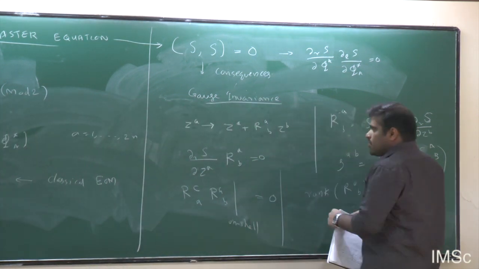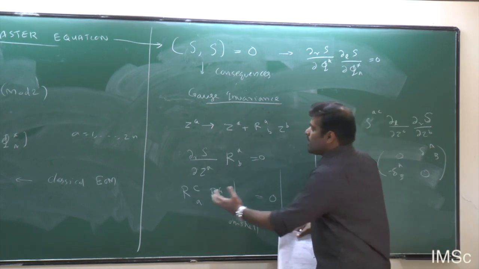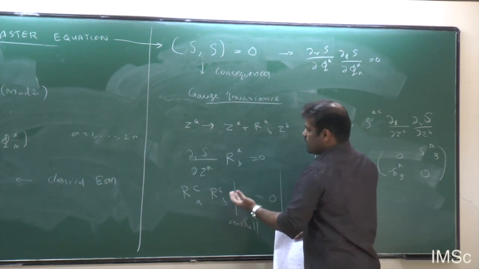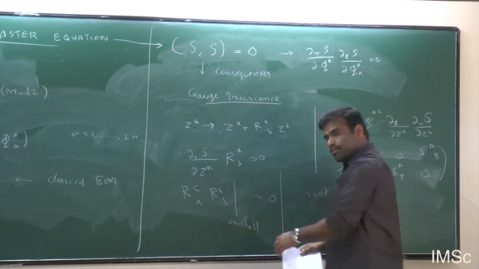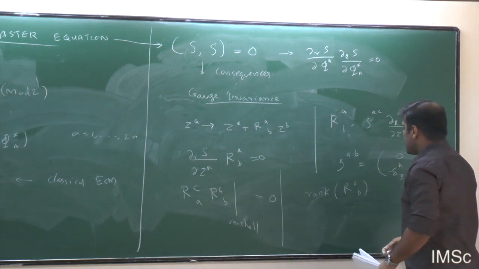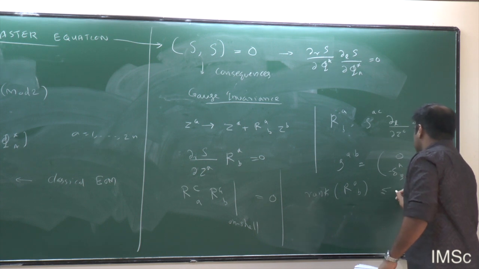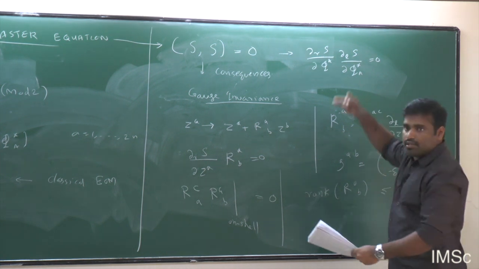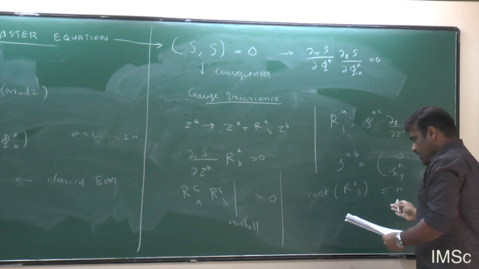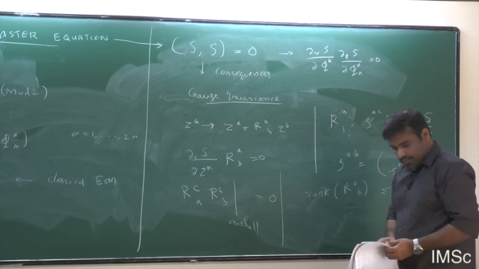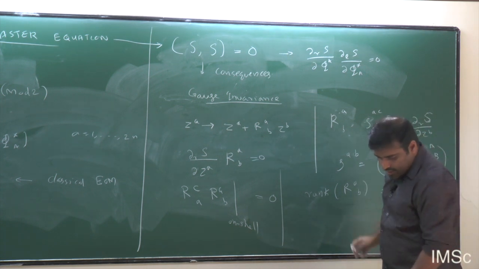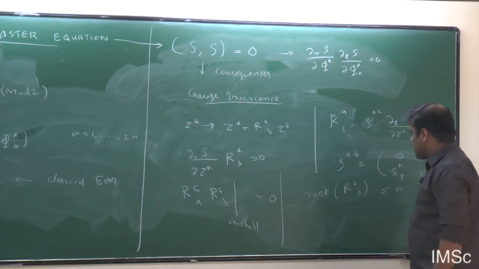So you can derive this fact that these matrices on a general basis are nilpotent matrices, and such nilpotent matrices have rank less than or equal to half of their dimension. So the rank should be less than or equal to n. This is a thing that you can derive in general.